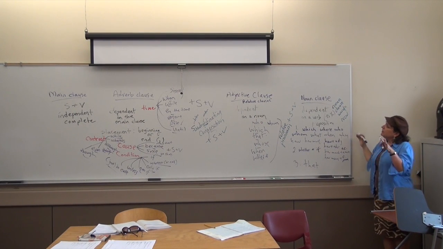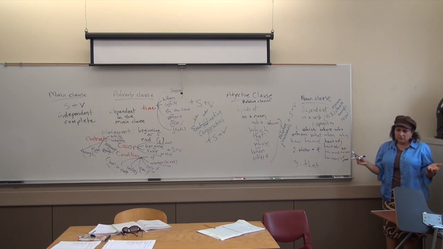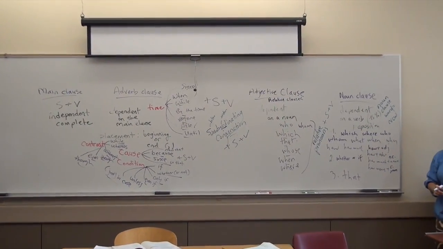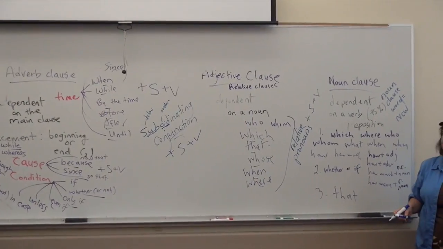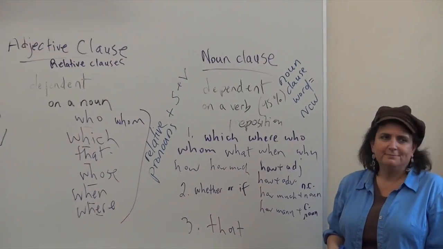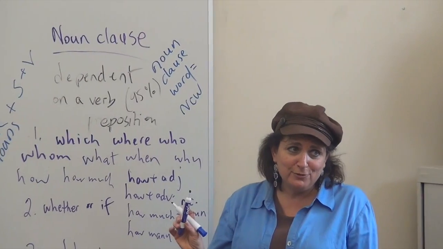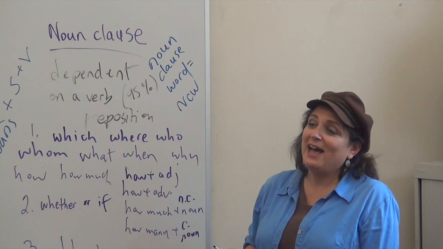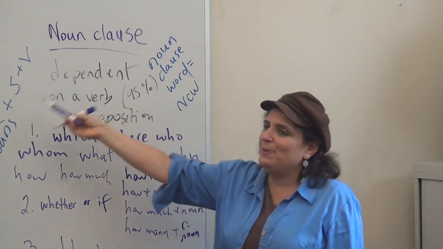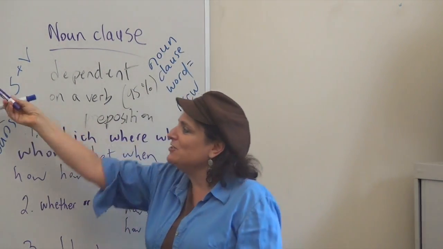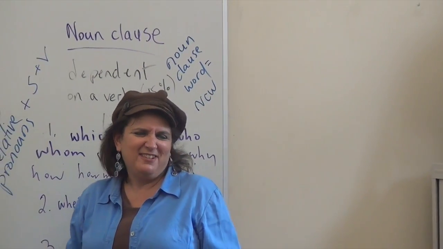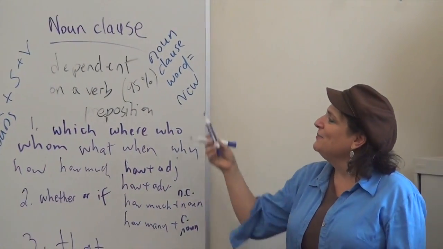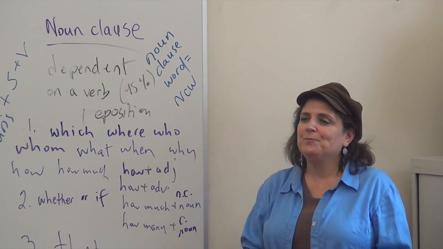Okay. Now, I have presented to you all of the clauses and their terms and how they're introduced. And you tell me, what might be confusing about all of this? I said you're not allowed to be confused about what they're dependent on, because a noun clause cannot be dependent on a noun. It doesn't make sense. Only an adjective clause can be dependent on a noun. But if you're confused, it's okay. Tell me, what else might be confusing?